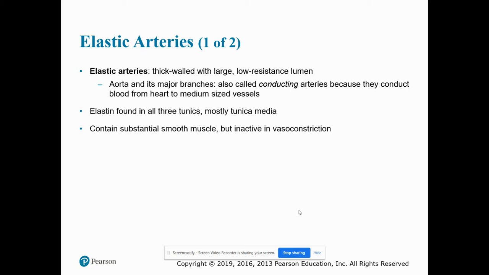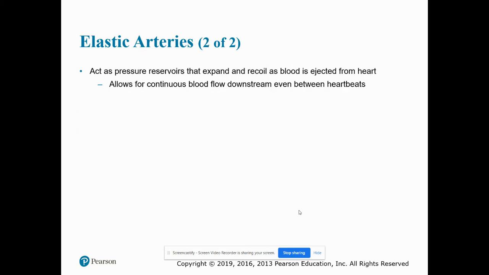Elastin is found in all three tunics, mostly the tunica media, and like I pointed out two slides ago, they do contain a good bit of smooth muscle, but they are inactive in vasoconstriction. They do play a role as pressure reservoirs that expand and recoil as blood is ejected from the heart. This is important because it allows for continuous blood flow downstream, even between heartbeats.